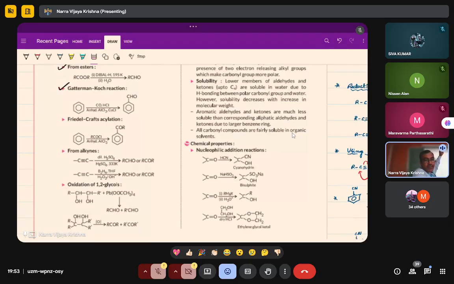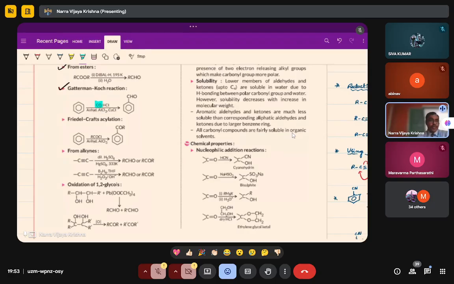Any questions on Gattermann-Koch? Respond. No questions. No, sir. So here which acts as electrophile? CO acts as electrophile.